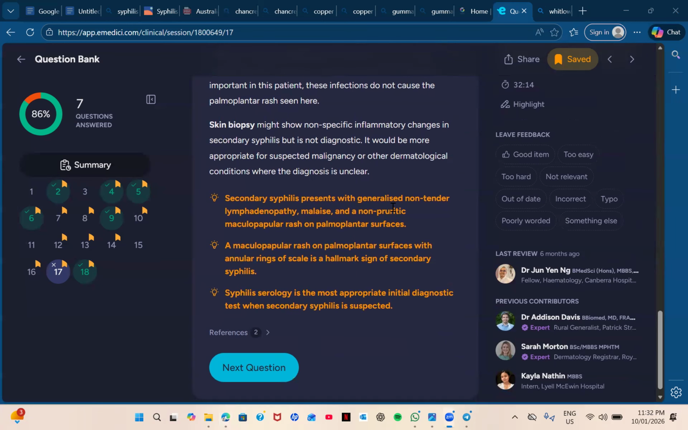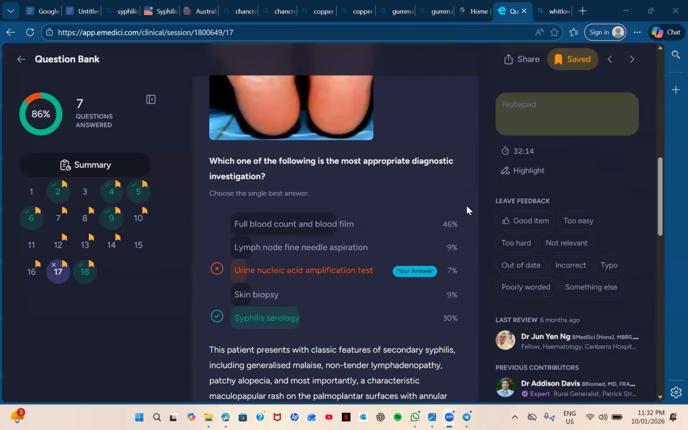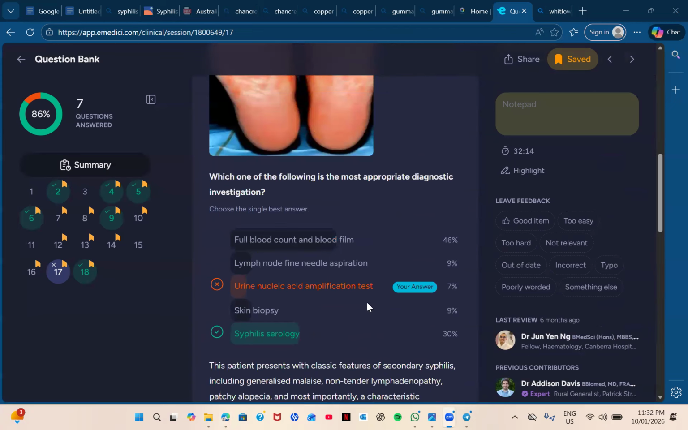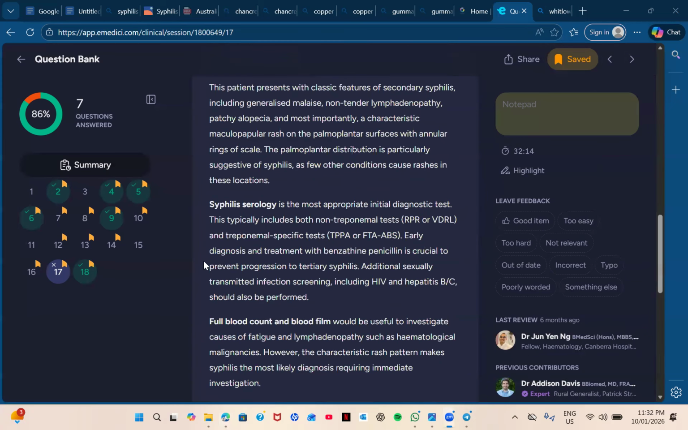So now you understand, right? They're asking for the initial diagnostic one, so you have to remember syphilis serology. But if the serology is negative, then we have to go with PCR. Then what about the other tests that we discussed? RPR test and treponemal test.